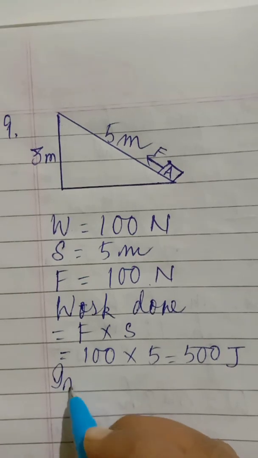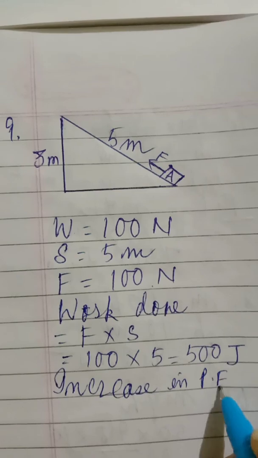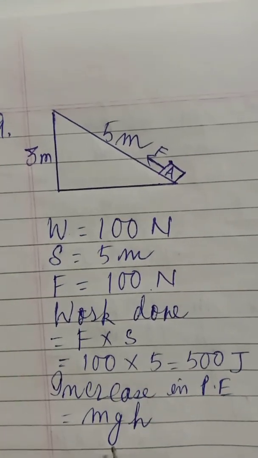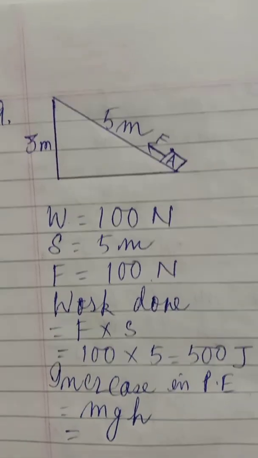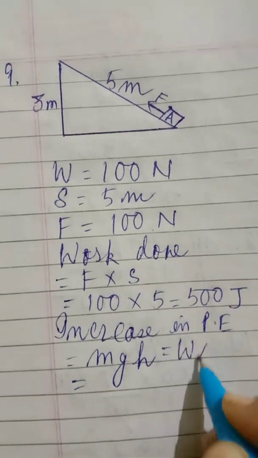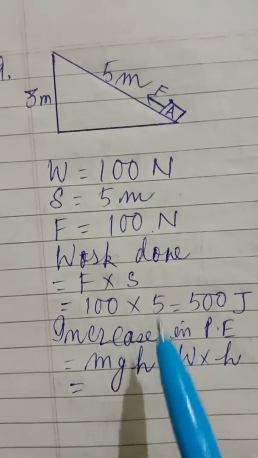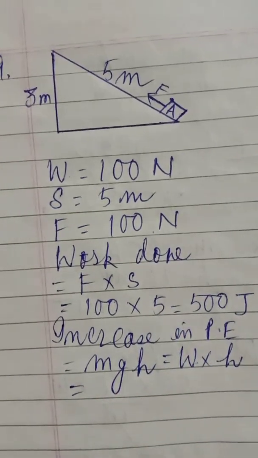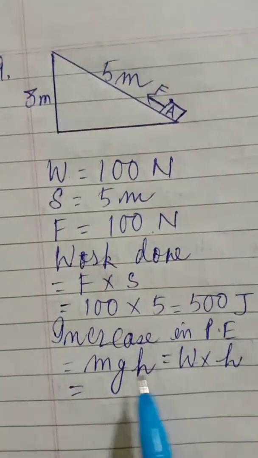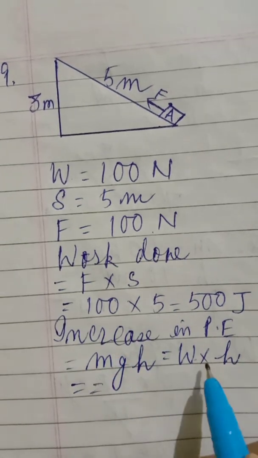So the increase in potential energy is equal to M into G into H. Here weight means M into G, so we can write it as W into H, where W is the weight. So the increase in potential energy will be to lift up the body to the height 3 meter. So M into G into H, and mg's value is W here.